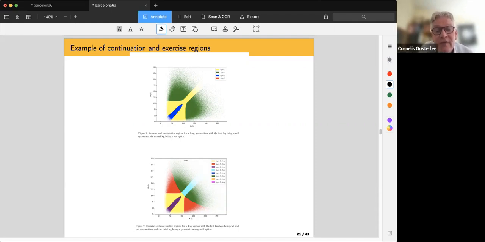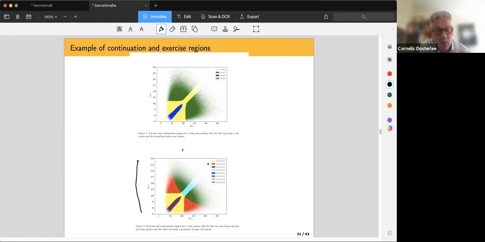Here we have a second one. This is 3 regions even, just 3 options in our portfolio, just to show you that it can get increasingly complicated. We have the exercise and continuation regions for 3 options. The first 2 being a call and a put max option, and the third one being a geometric average call option. And then we get these pictures where all yellow is all of them continuing, and red is one of them exercised, and the other 2 continuing, etc.